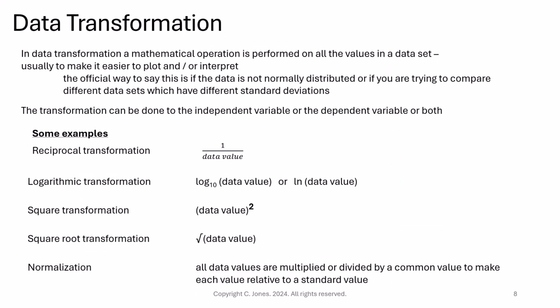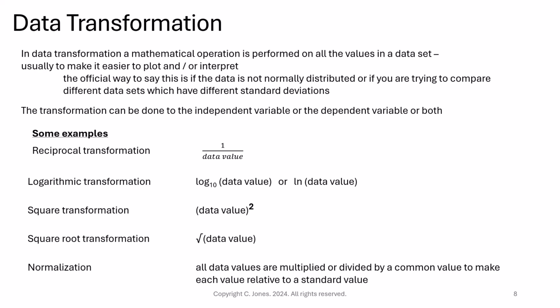Okay, one of the other things that we do sometimes is data transformation. So in data transformation, a mathematical operation is performed on all the values in a data set. It could just be one variable. It could be the x variable, or it could be the y variable, or it could be both. But whatever you do to, say, the first x variable, you must do the same transformation for every other variable. Same thing if you transform one of the y variables, you need to transform all the other ones.